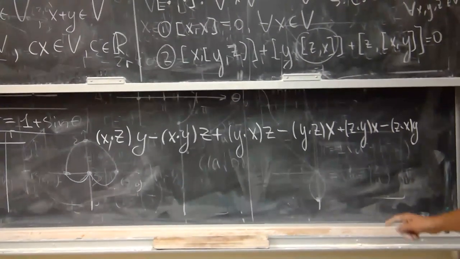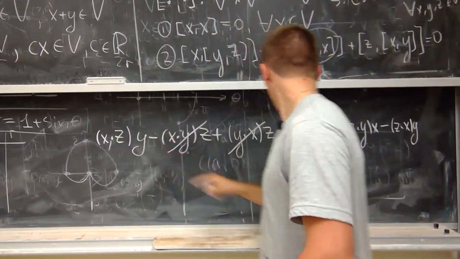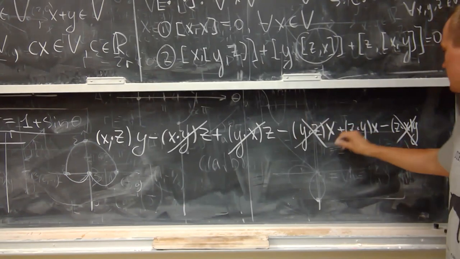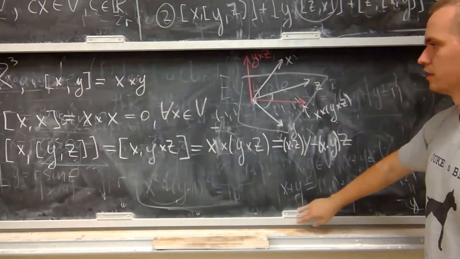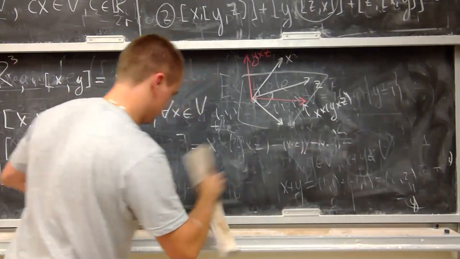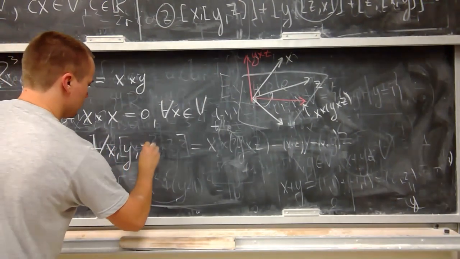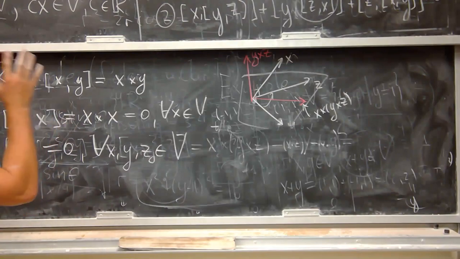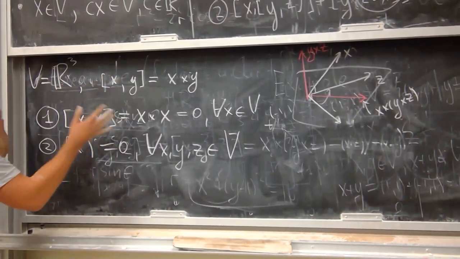And let's check if it equals zero. I have y x z and negative y x z, so these terms cancel out. I have x z y and negative x z y, so this is going to cancel out. And I have negative y z x and positive y z x. So the whole thing equals zero. So what I get is the Jacobi identity for my vector space. So this was my Jacobi identity. It equals zero for any x, y, z in P. And this is an example of a Lie algebra. So a Lie algebra, you can think, is just a regular vector space with a given product such that these two axioms hold.